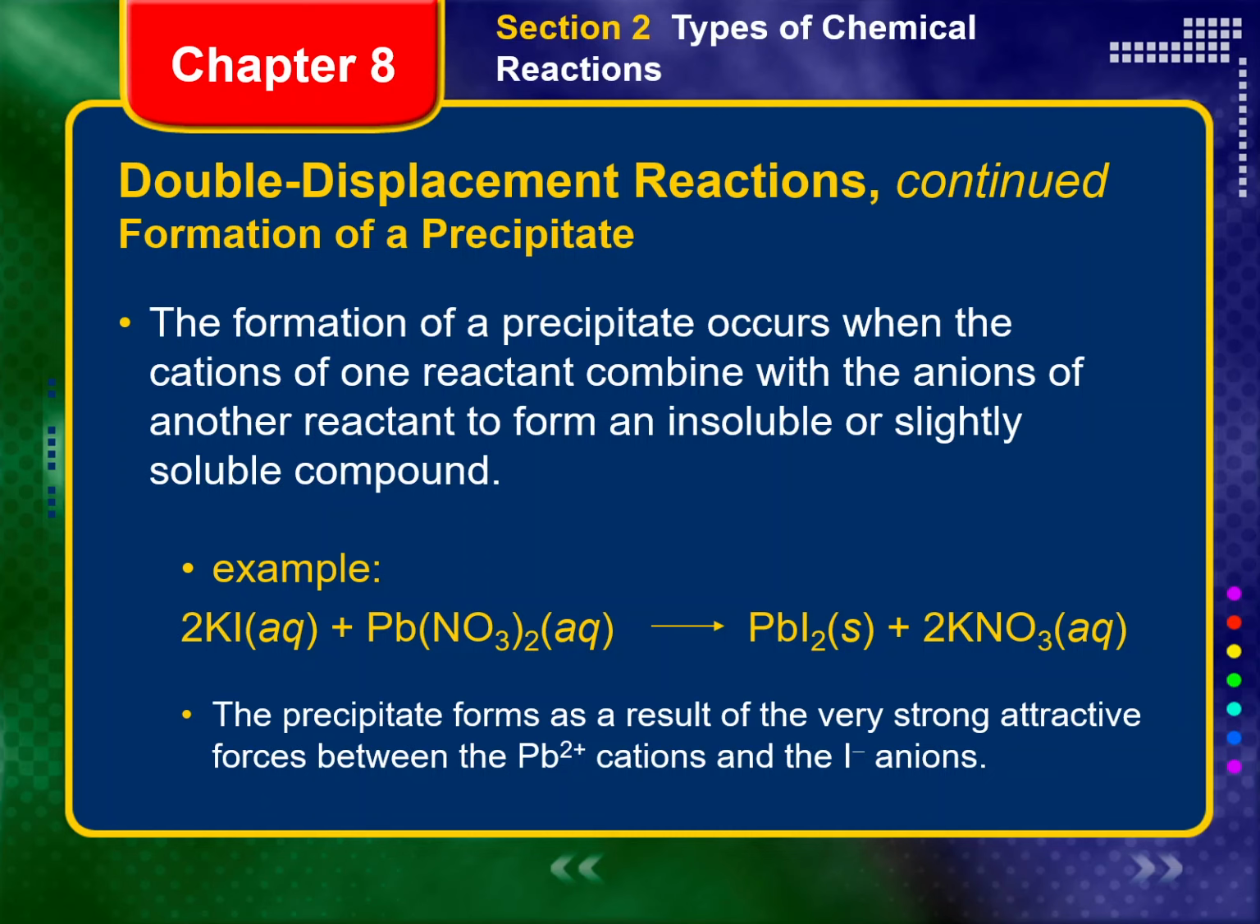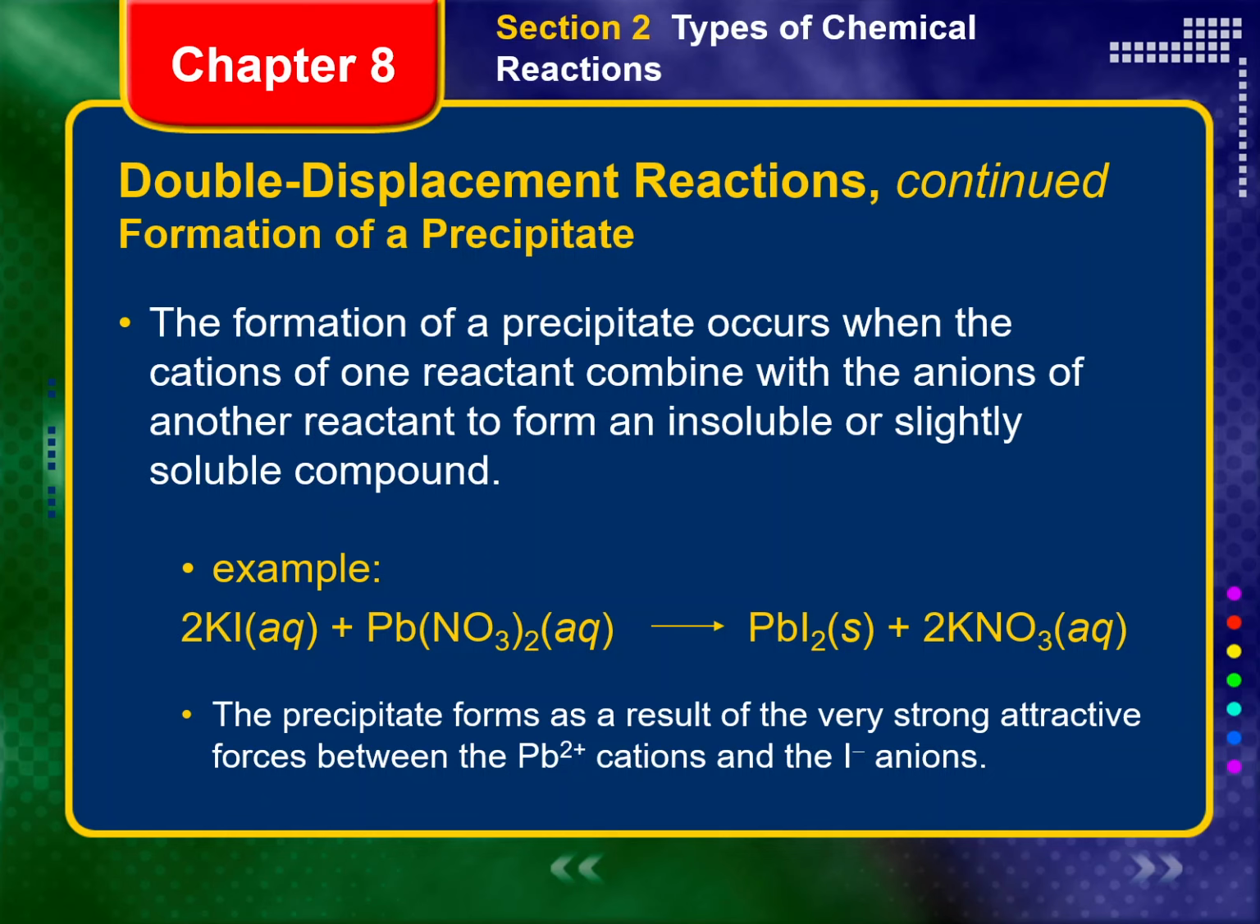2KI in aqueous solution plus Pb(NO3)2, also an aqueous solution, react to form PbI2, solid, plus 2KNO3, again in the aqueous phase. The precipitate forms, and in this situation it is the lead iodide. The precipitate forms as a result of the very strong attractive forces between the lead 2+ cations and iodide 1- anions. The other product is the water-soluble salt called potassium nitrate, KNO3.